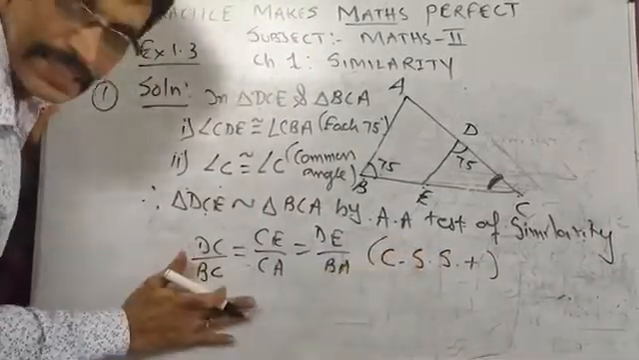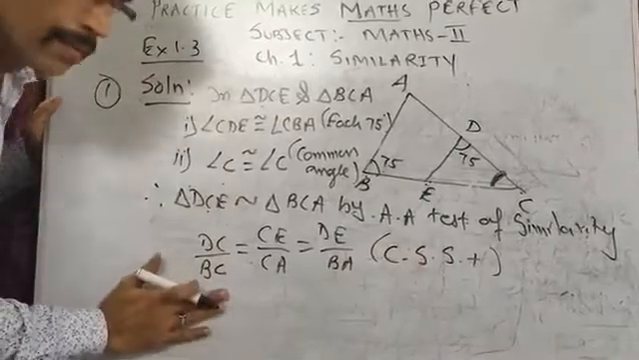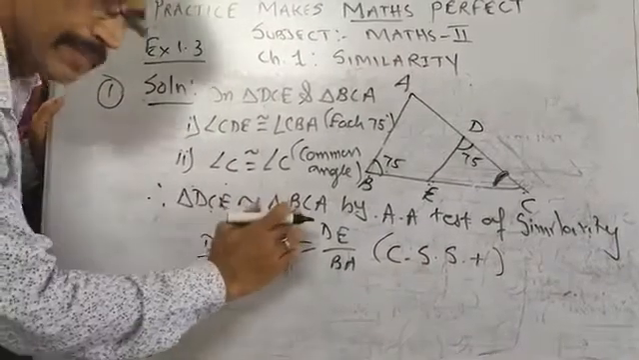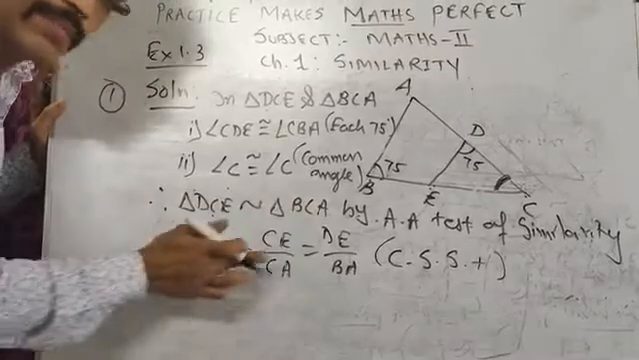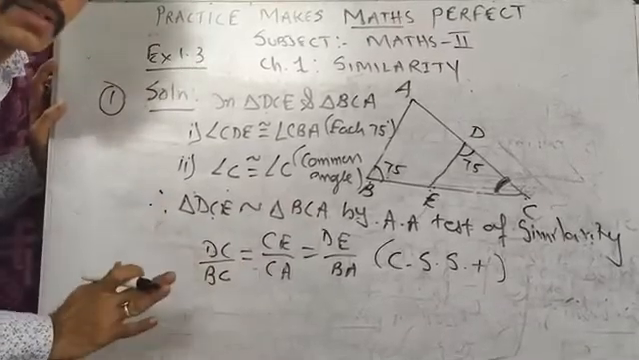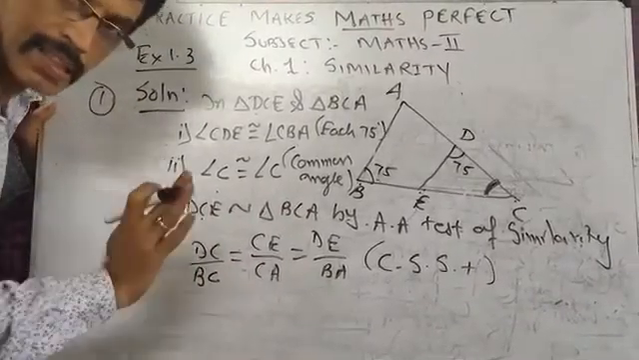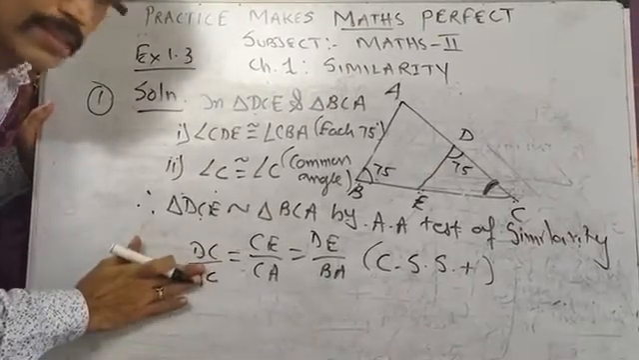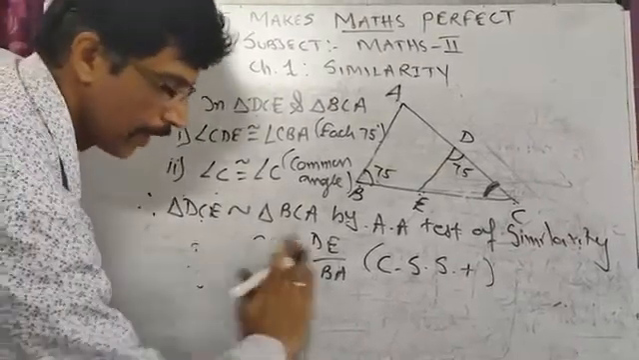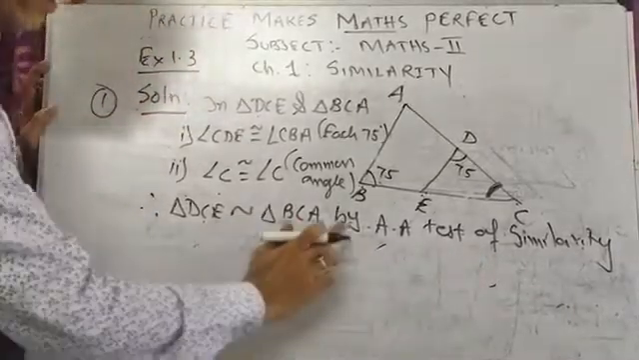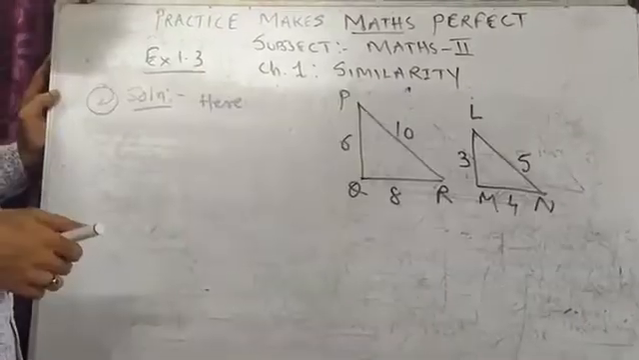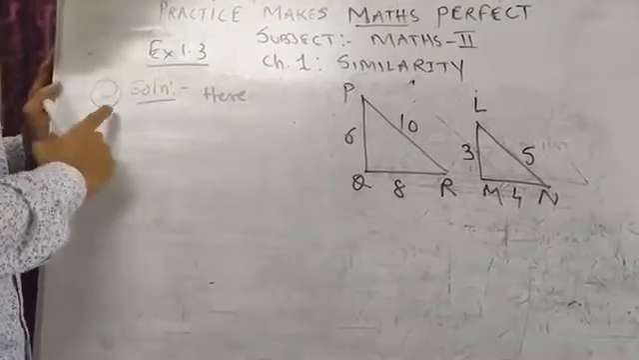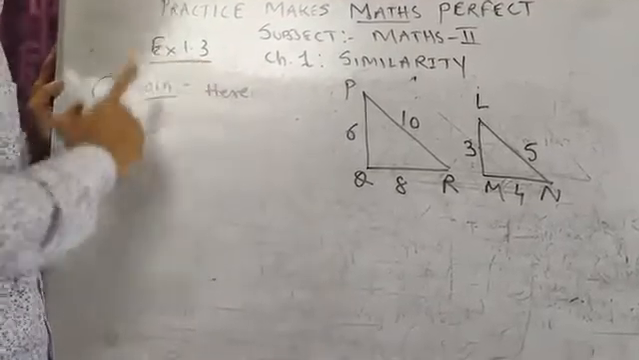We don't want this now. In this sum we don't want this. But when two triangles are similar, we can take sides in proportion in this manner. If the triangles are not similar, we cannot take this. So now we don't want this, so I will rub it. Only you have to keep in mind. Sum is over. Okay, now come to sum number 2 of exercise 1.3.